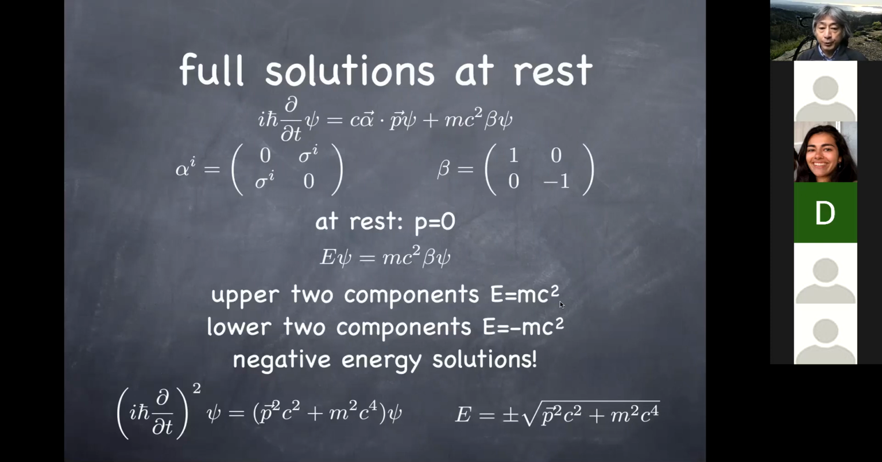So I have two solutions in the upper two components where energy is mc squared, as expected for a relativistic particle at rest. So it's really the rest energy, as in Einstein's equation E equals mc squared. So that's good. But we face other solutions when looking at the lower two components. And because of this minus sign, I now have a solution with energy being negative mc squared. So we find solutions whose energies are negative.